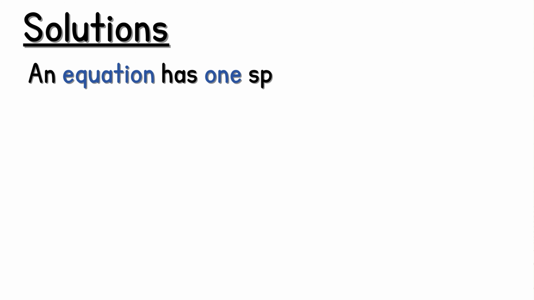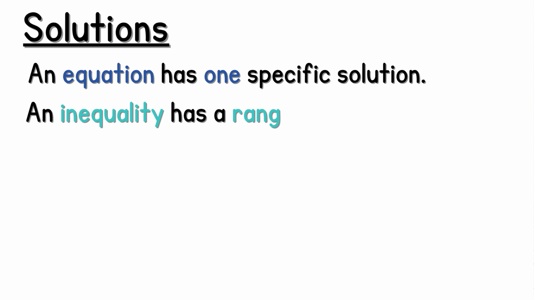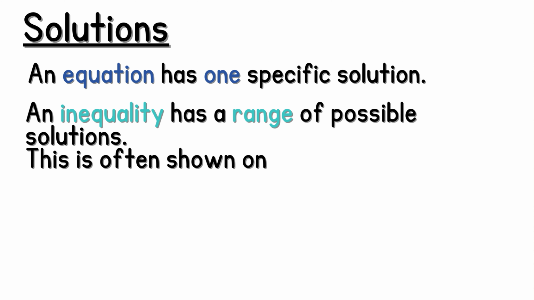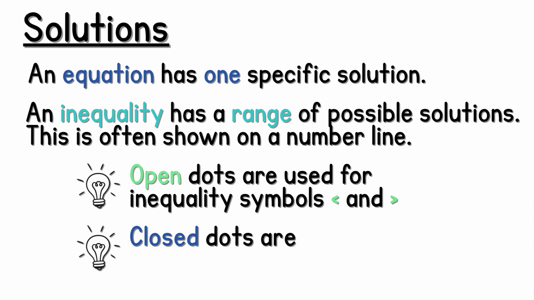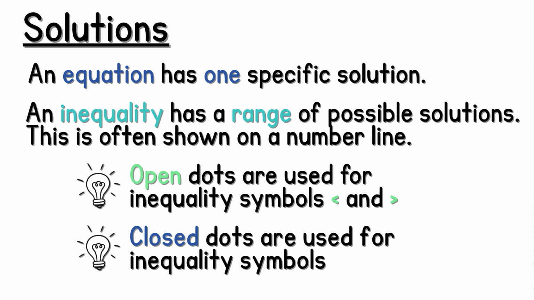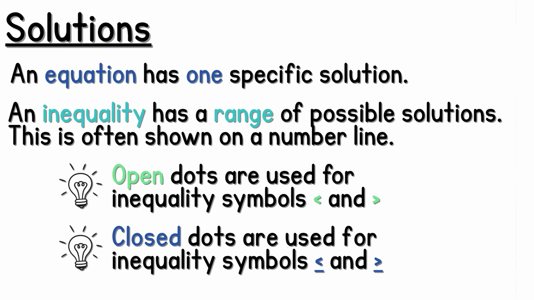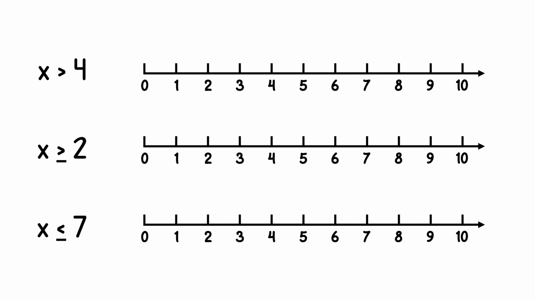An equation has one specific solution that will make the equation true, but an inequality has a range of possible solutions, and this is often shown on a number line. We'll use open dots for the symbols less than and greater than, and we'll use closed dots for the symbols of less than or equal to and greater than or equal to. Let's start by practicing graphing inequalities.